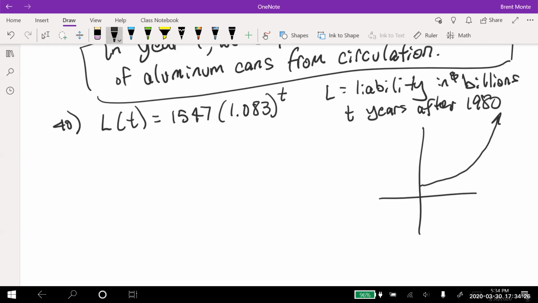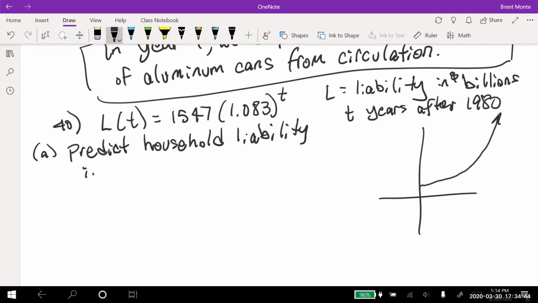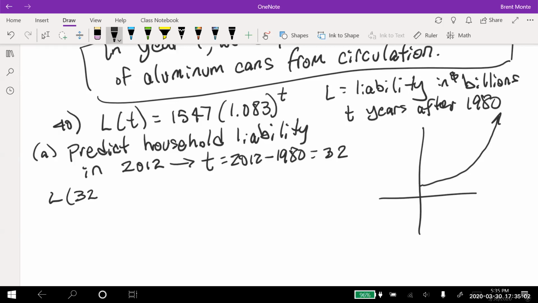So let's see. Part A, using the model, predict total financial liability of U.S. households in 2012. Well, what that's going to do, they're predicting T for us. So 2012, remember we started in 1980, so that's 32 years. So they're just saying find L, find the liability after 32 years.